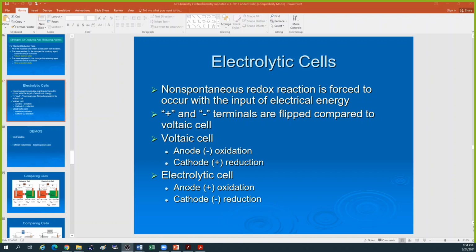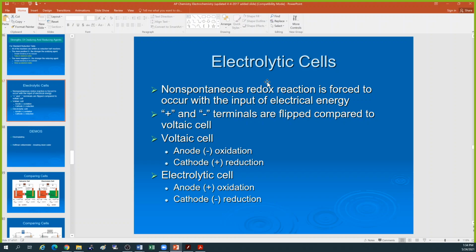Okay, so we're going to start the introduction to electrolysis here. An electrolytic cell literally does the opposite of what a voltaic cell does. In a voltaic cell, you use a chemical reaction, a redox reaction, to generate electricity. And you can use that electricity to drive something, like a motor or an electronic device. Here, we're going to build cells that go the other way.